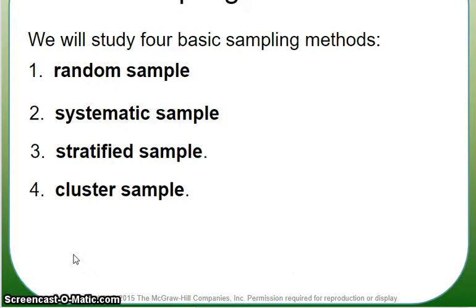So random sample is the best way to collect a sample out of the population because everybody has an equally likely chance of being chosen when you're pulling a random sample.